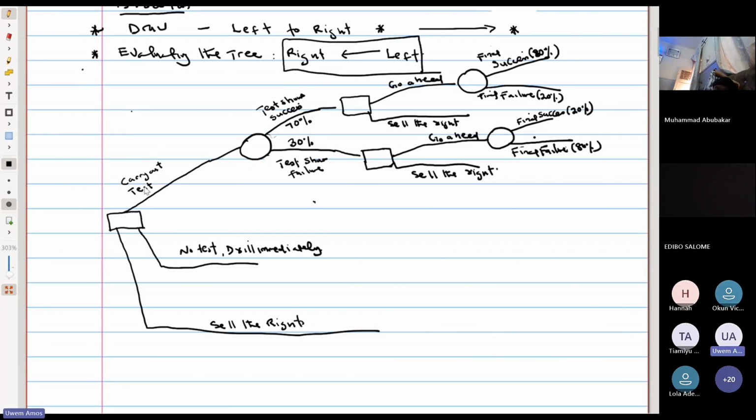We carry out tests here, so it cannot be this line. Here we're selling our rights, so it cannot be this line. Here, no test, but we're drilling. So if no test at all, we have two possible outcomes there. We can either be successful or we can fail.